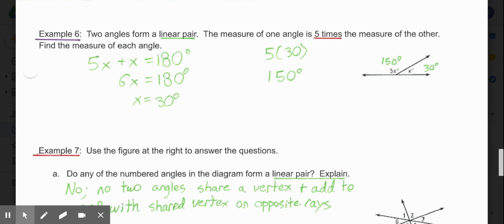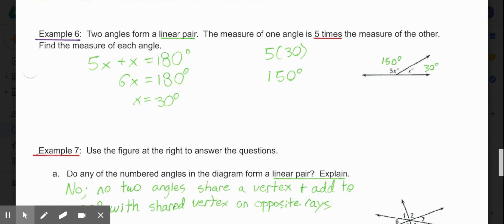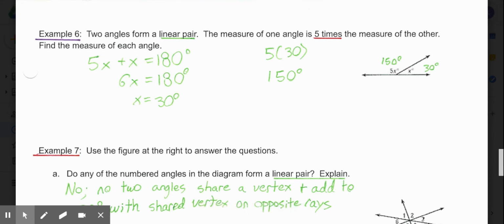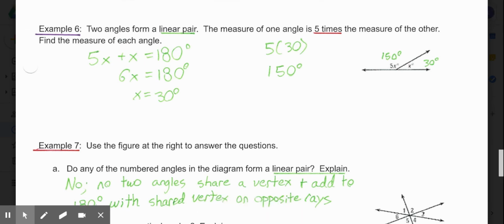So we can set it up algebraically. x plus 5x equals 180. 6x equals 180, divide by 6, and x equals 30 degrees. So we know one of our angles is 30 degrees, the other is 5 times x, so 5 times 30 is 150. So our two angle measures would be 30 and 150 degrees.